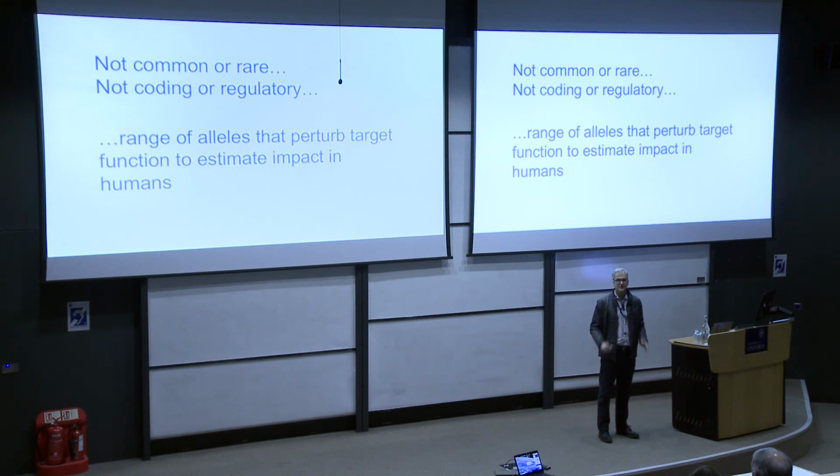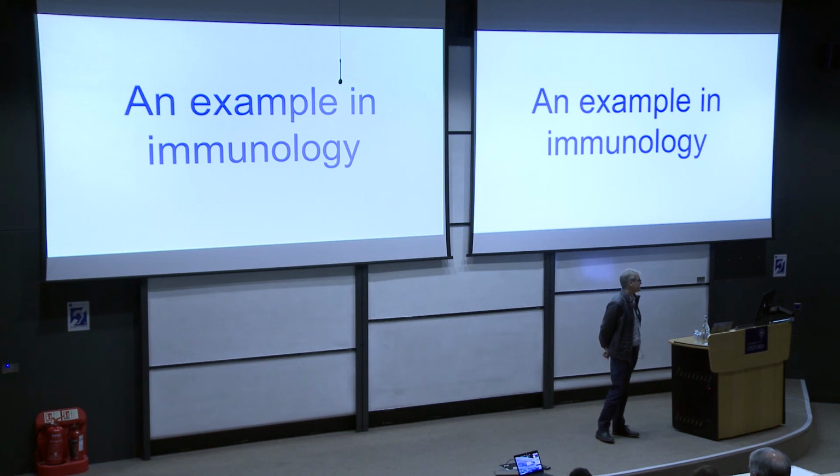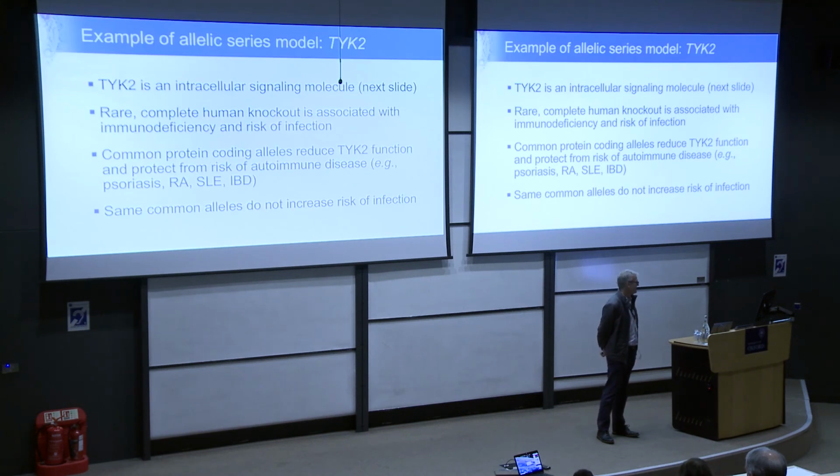And so that, to me, is what we're trying to accomplish with human genetics: to guide not just the target, but the magnitude of the effect. So I'll go over one example in human immunology, again, and then come back and just conclude with what are some of the resources that are required to build out this model over time. So the example of the allelic series that I'll show is for a gene called TYK2.